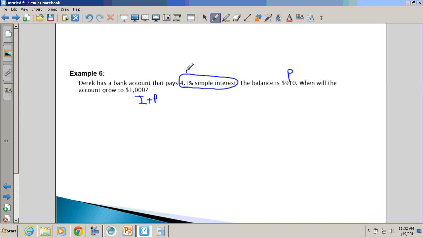So I have the rate. It says when will, so I'm looking for time here. How many years is this going to take? So I need my interest plus my principal to equal $1,000. Now my interest, I remember, is principal times rate times time. And then I have to bring down this plus P. So my interest plus my principal has to equal $1,000.